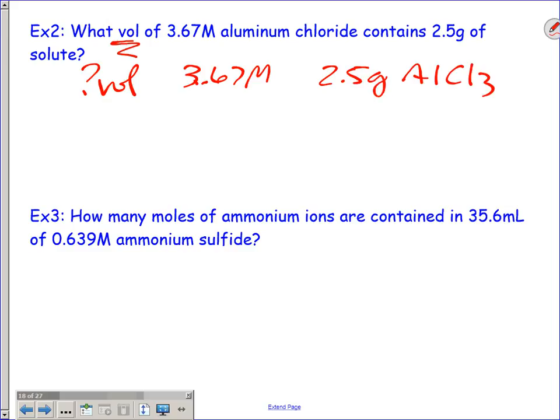Which of these values do I start with? Problem solving. Say again? I have to start with my grams, right? Because my molarity, remember, molarity is not a unit. It is actually 2 units. It is a conversion factor. So I'm just helping you through problem solving. So start with your 2.5 grams, and what do you have to do with this?